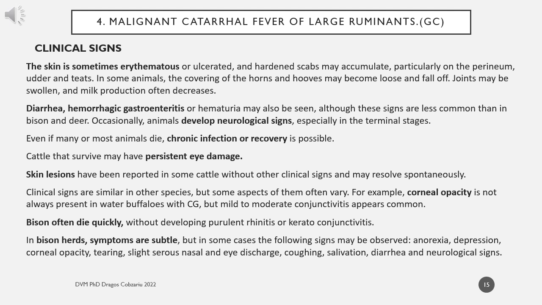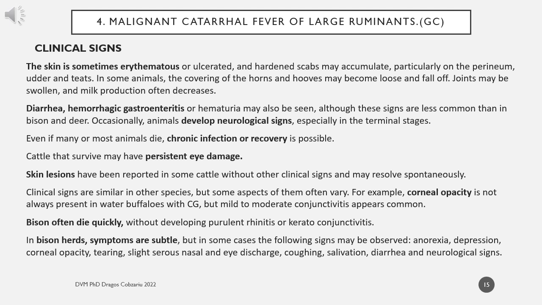Clinical signs are similar in other species, but some aspects of them often vary. For example, corneal opacity is not always present in water buffaloes with CG, but mild to moderate conjunctivitis appears common. Bison often die quickly, without developing purulent rhinitis or keratoconjunctivitis.